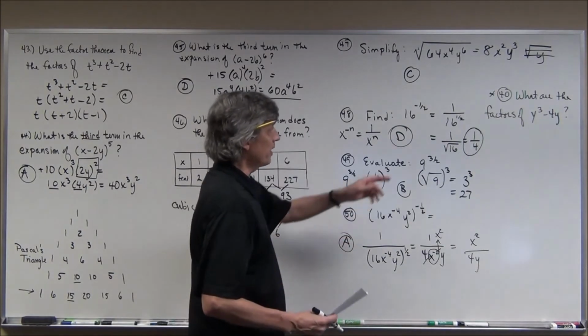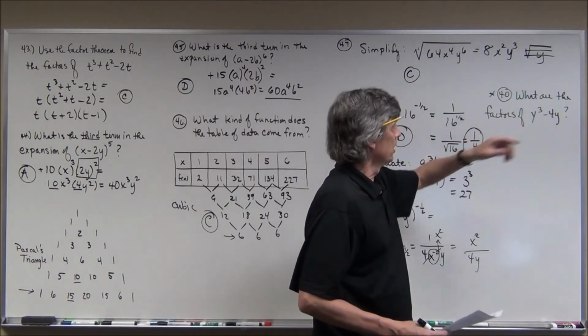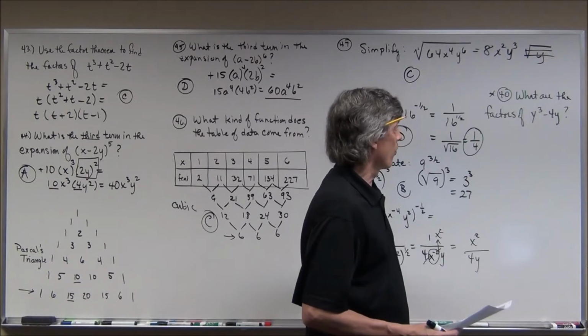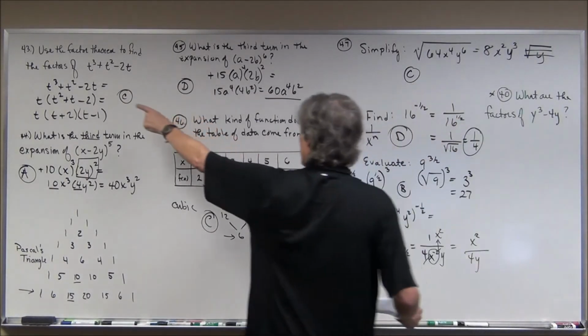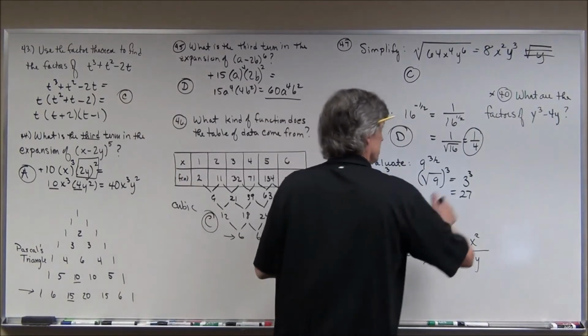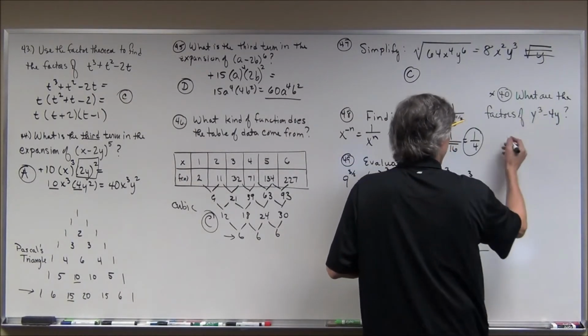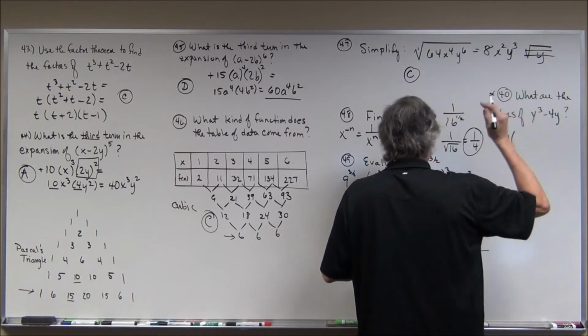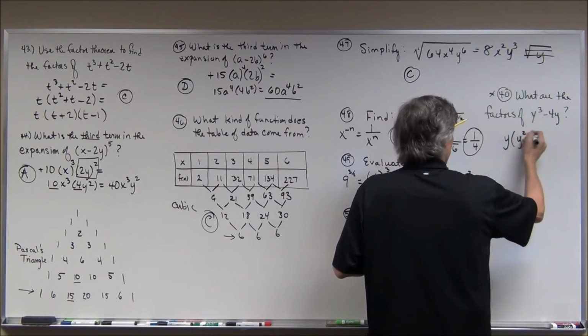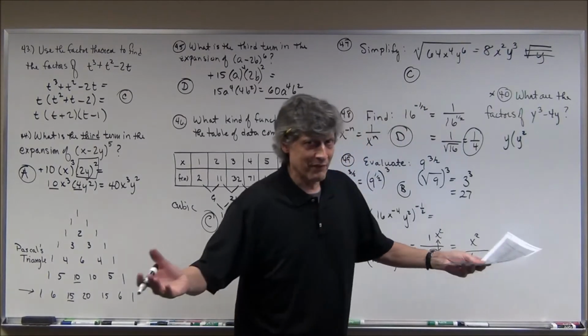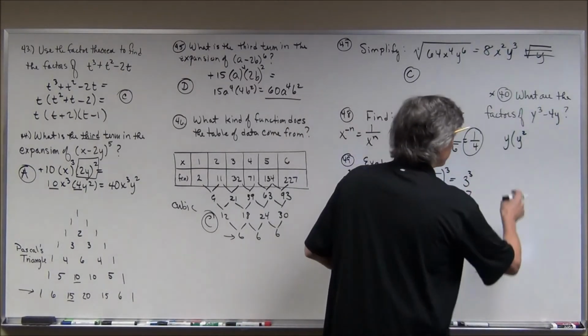All right, now the problem that I skipped, it said, what are the factors of y to the third minus 4y? Here's another GCF. Like this guy had a GCF back here of t, this guy has a GCF here of y. I'm going to factor the y out. Always, always, always check for a GCF when you're factoring. If the GCF is 1, fine, but you've got to check.